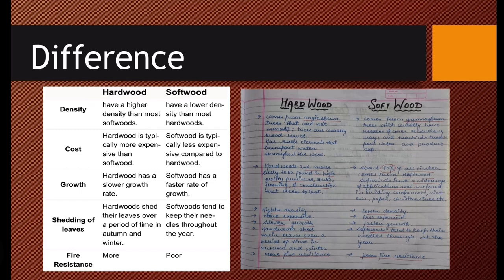Now, one more feature of hardwood is that hardwoods are more likely to be found in high quality furniture, decks, flooring, and construction that needs to last. Whereas for softwoods, about 80% of all timber comes from softwood. Softwoods have a wide range of applications and are found in building components, windows, paper, Christmas trees, etc.